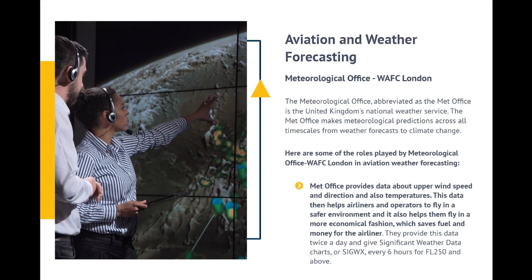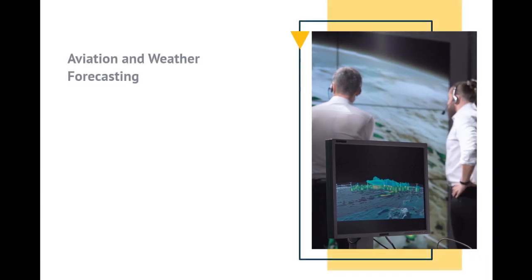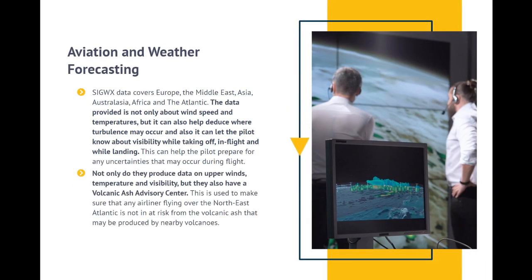The Met Office provides data about upper wind speed and direction, and also temperatures. This data helps airliners and operators to fly in a safer environment, and it also helps them fly in a more economical fashion, which saves fuel and money for the airliner. They provide this data twice a day and give significant weather data charts, or SIGWX, every 6 hours for FL 250 and above. SIGWX data covers Europe, the Middle East, Asia, Australasia, Africa and the Atlantic.